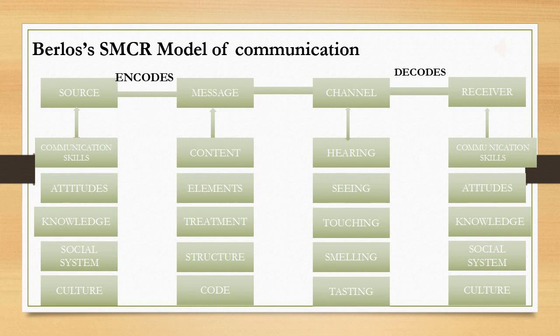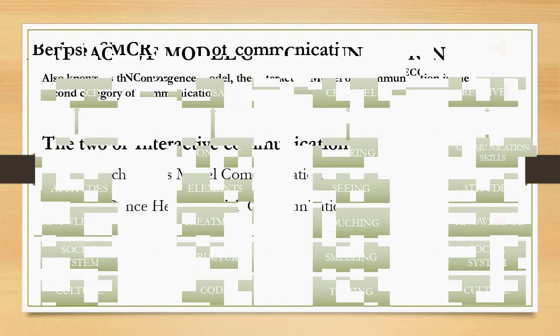The SMCR model emphasizes the importance of encoding and decoding processes, as well as the feedback loop between the source and the receiver. Feedback is crucial for ensuring that the intended message is accurately received and understood.